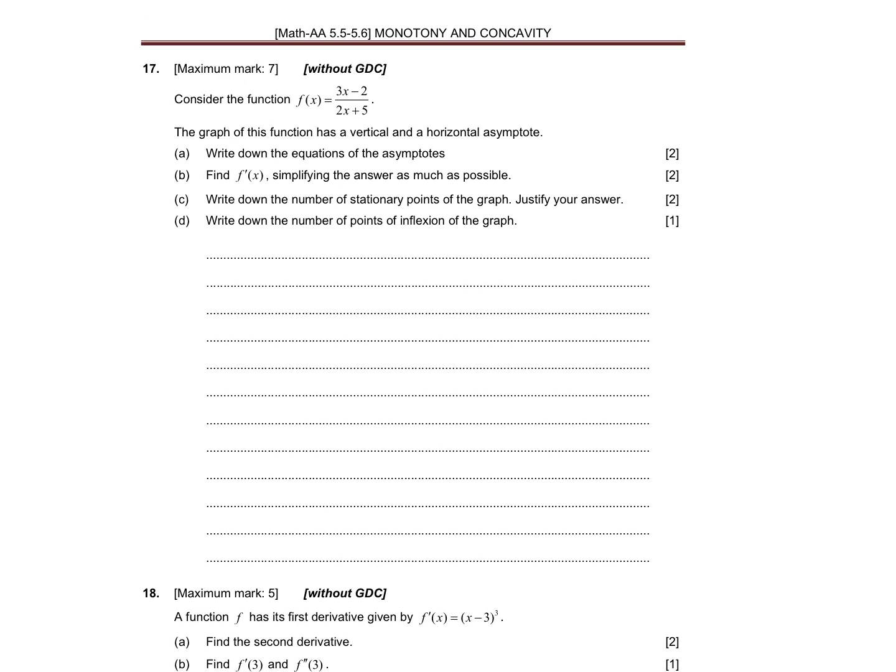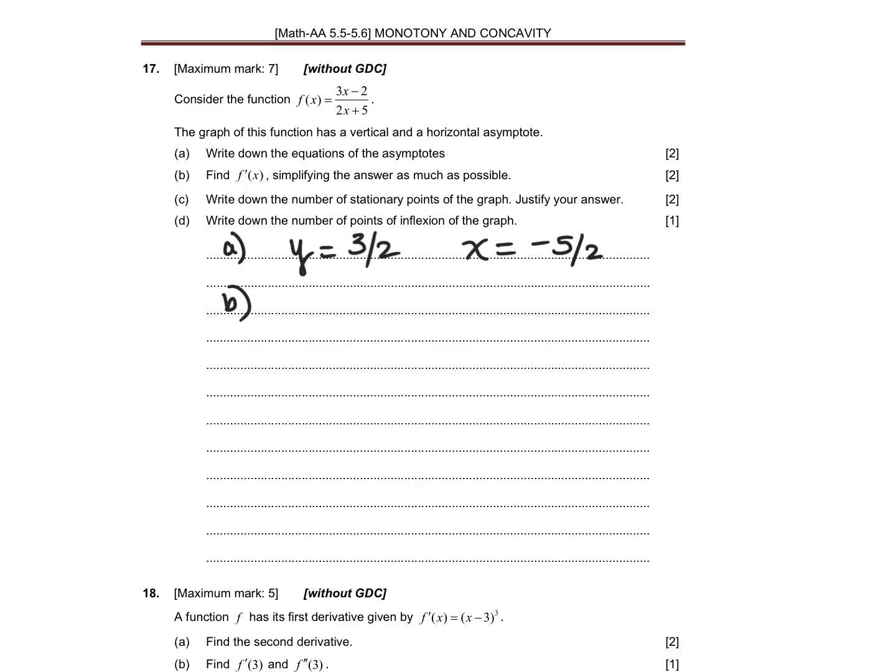Okay, so 17, consider this function. The graph has a vertical and a horizontal asymptote. So for A, the equations of the asymptotes: since it's the same degree, we have the ratio of the coefficients, so y equals 3 over 2. And x is going to equal, when the denominator is 0, negative 5 over 2. Just set 2x plus 5 equals 0 and solve.